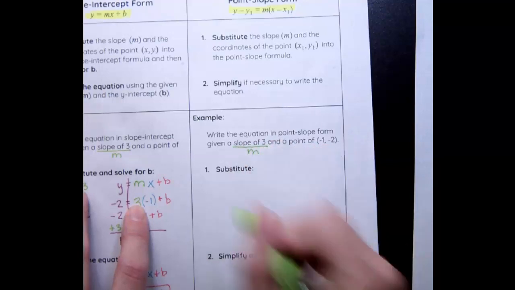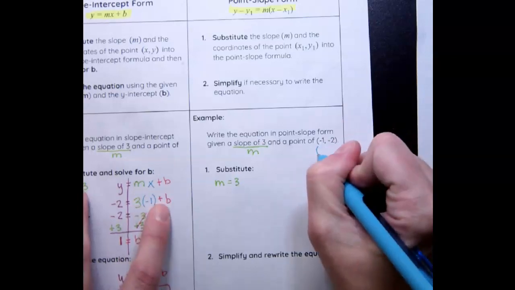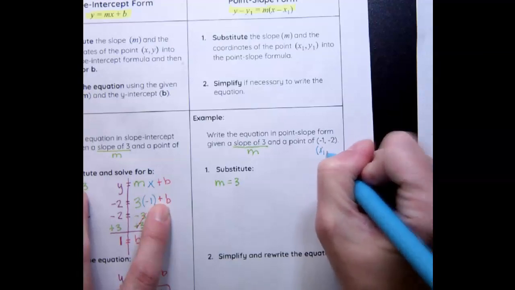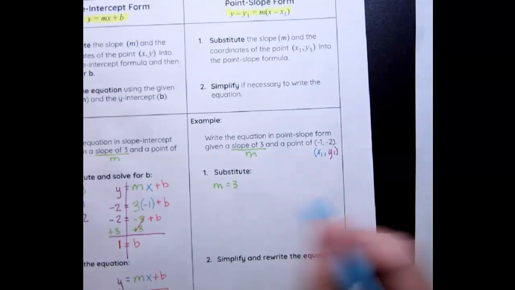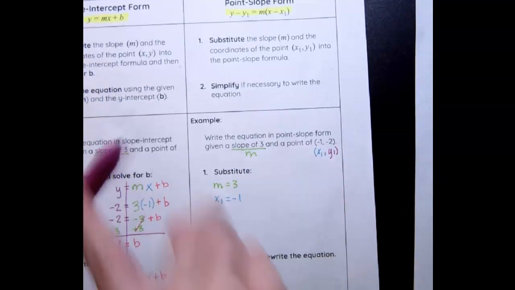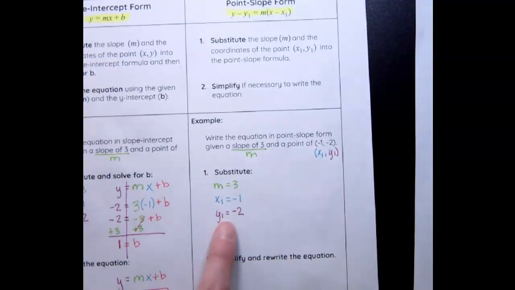So that is our m. I'm going to go ahead and write that right here: m equals 3. I always make a list whenever I'm doing a problem. It helps me to stay organized. Okay, on the point, this is going to be our x1, comma, y1. And I'm going to add those to my list. So my x1 value is -1, and my y1 value is -2. All right?